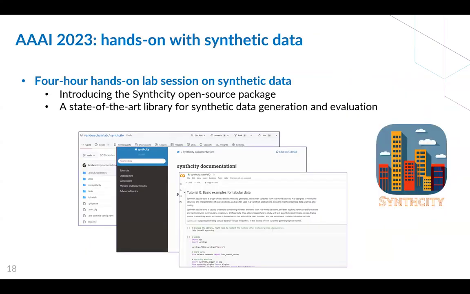And in 2023, at the Triple AI conference, we hosted a hands-on session for the community to really build and generate synthetic data. That was an opportunity to introduce the Synthcity open source package. And since then, we have gotten a lot of great feedback and continue to improve this software package.